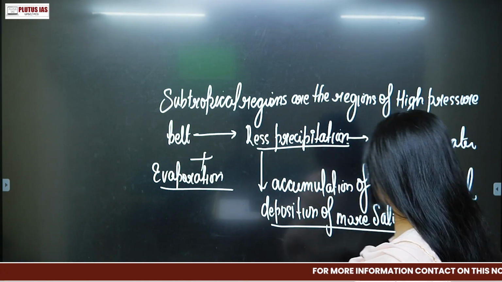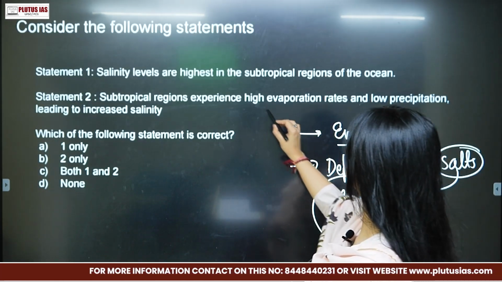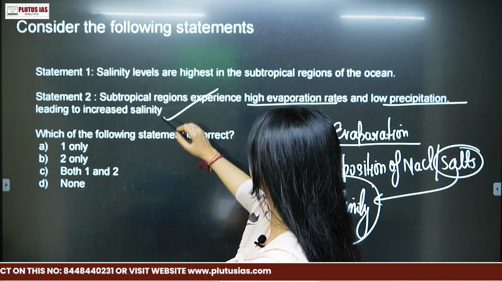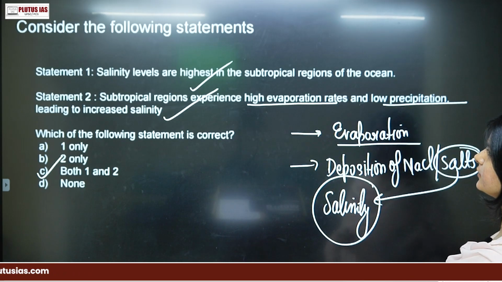in these areas, right? Now statement 2 is subtropical regions experience high evaporation rates and low precipitation leading to increased salinity. Definitely this is also right. Both statements 1 and 2 are correct.